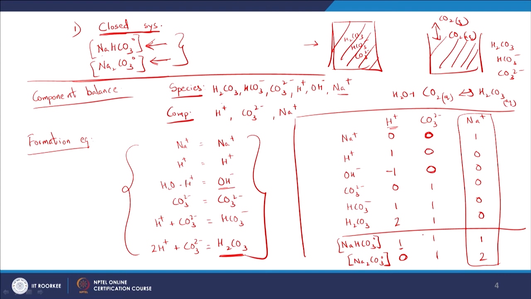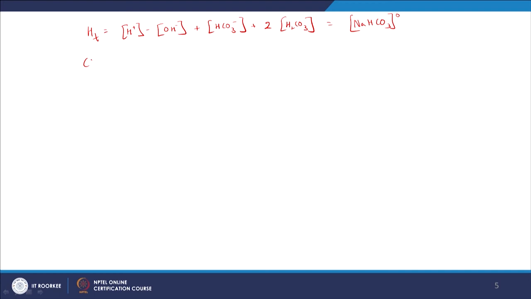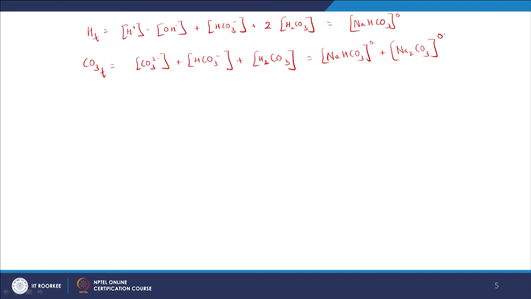And same case with CO3 2 minus. So the CO3 total component balance is going to be equal to what now please, concentration of CO3 2 minus plus concentration of HCO3 minus plus concentration of H2CO3, and that is going to be equal to NaHCO3 that you are putting in initially and also the Na2CO3 that you are putting in initially, right. So let us go back and that is what we have here.